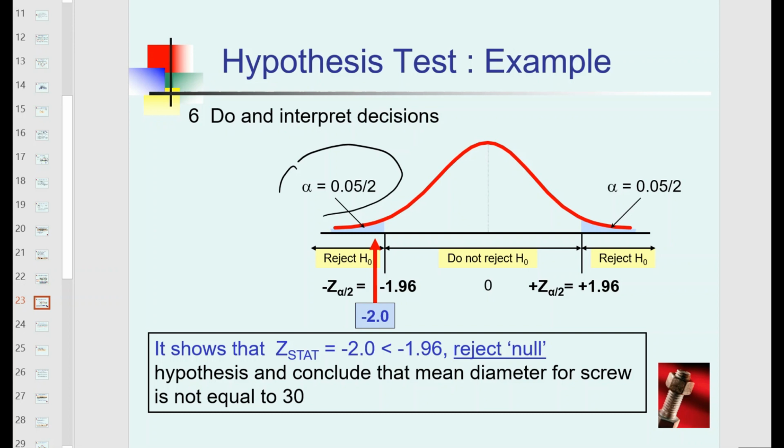Because we reject here, we conclude that the mean diameter for the screw is not equal to 30. Why can you conclude it? Because you know what your H null is: the average diameter for the screw is equal to 30. So when you reject your H null, you take your H alternative, which is that the mean diameter for the screw is not equal to 30. This is how you make your decision.